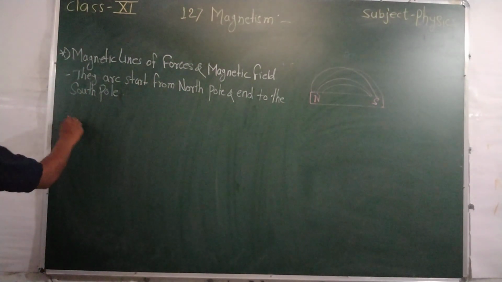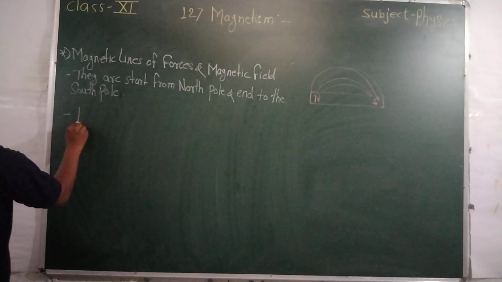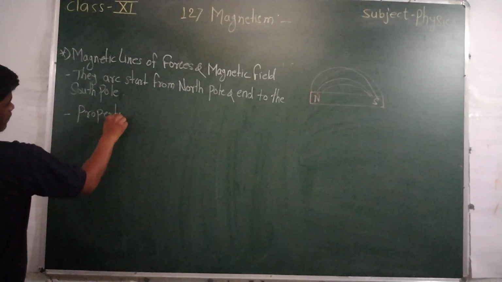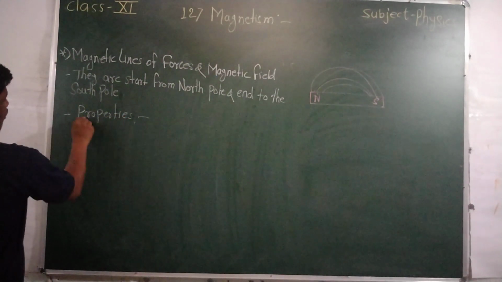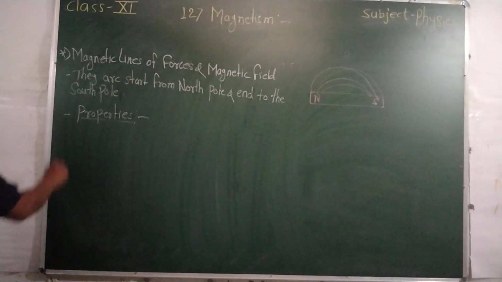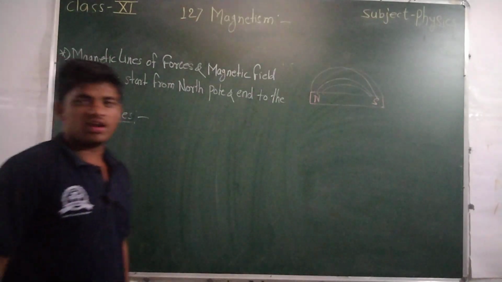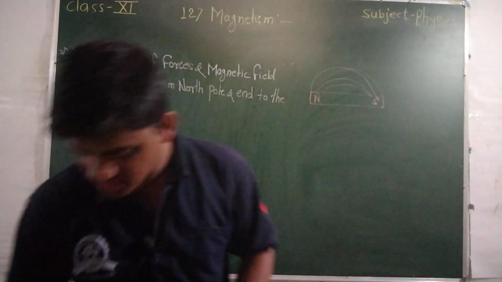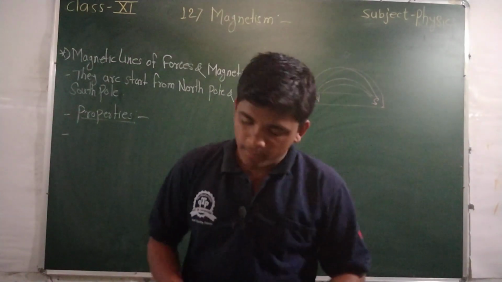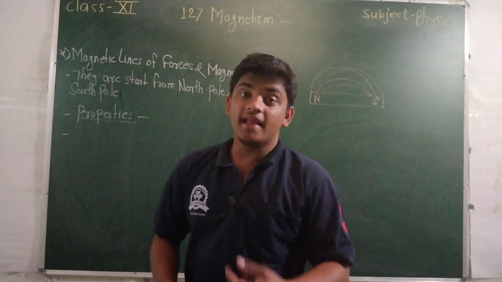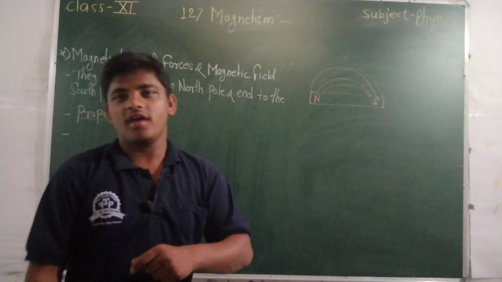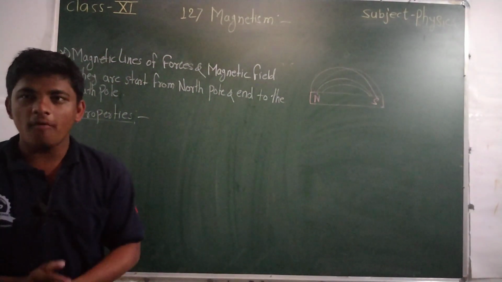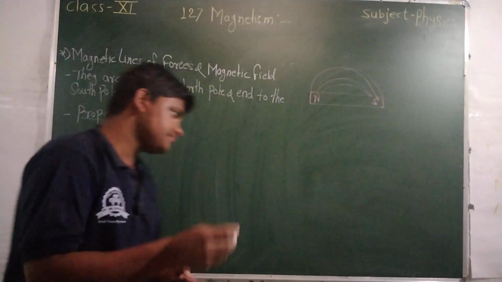Let's start to discuss the properties of the magnetic lines of forces. The first property: when we discussed electrostatics, we discussed the properties of electric lines of forces and the electric field. We will discuss the same here. The magnetic lines of forces form a closed loop.